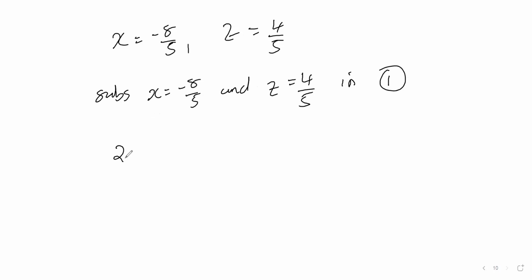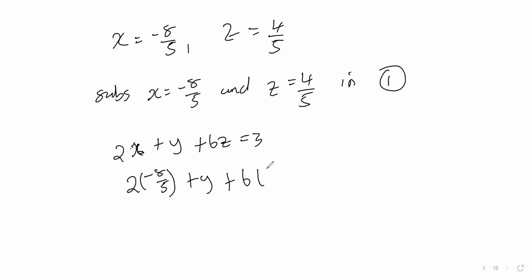Equation 1 was 2x plus y plus 6z equals 3. So if we substitute, we get 2 times negative 8 over 5 plus y plus 6 times 4 over 5 equals 3. Okay, so this is a linear equation in y to solve for y and get our answer.